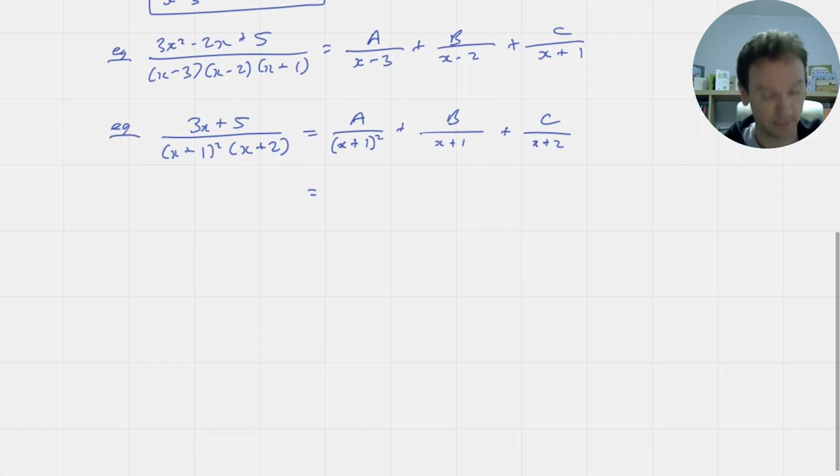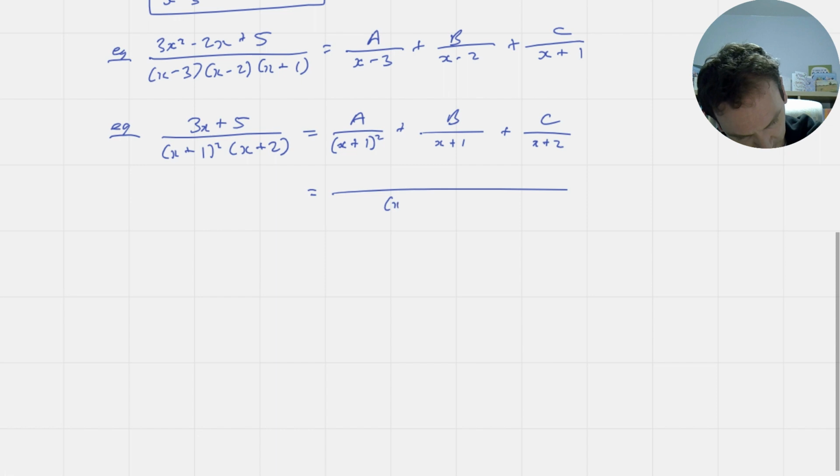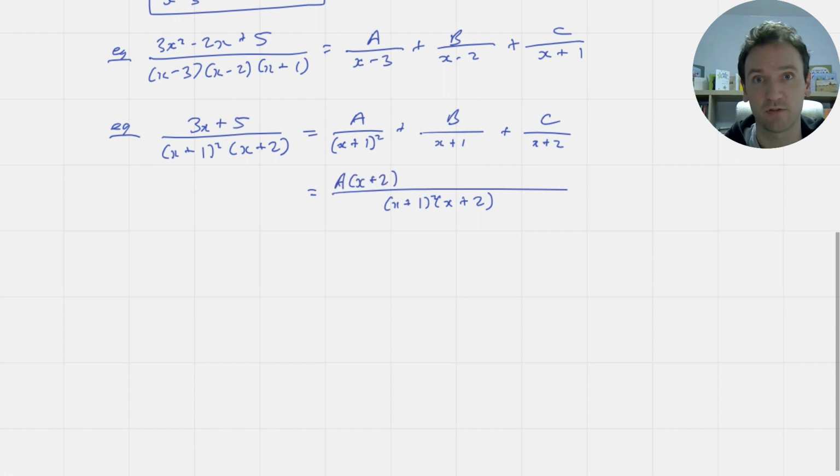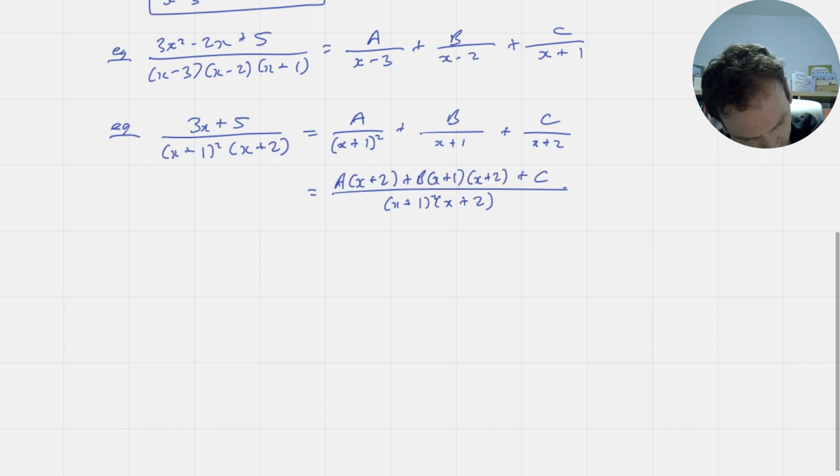So at this stage, we're going to mimic what we did earlier. We're going to rewrite these all as one single fraction with the same denominator as originally, (x plus 1) squared, (x plus 2). So what will we get on the numerator here? We're going to get a lot of x plus 2, multiplying top and bottom of our first fraction by x plus 2. Our second fraction, we need to multiply top and bottom by x plus 1 and x plus 2. And our third fraction, we need to multiply top and bottom by (x plus 1) squared. So now our denominators are the same. We can now compare our numerators and get into the same sort of situation as before.